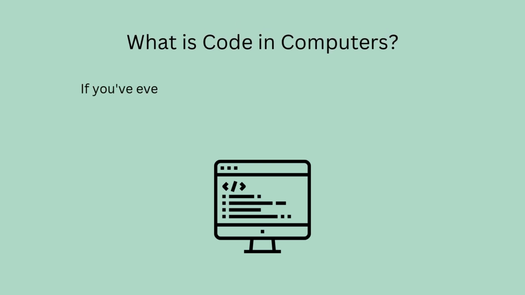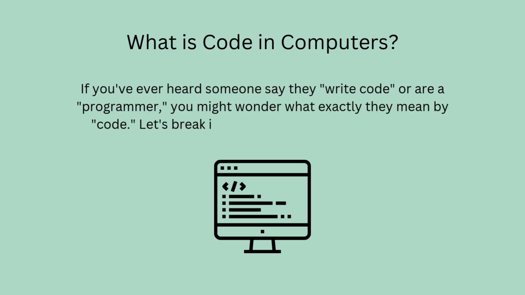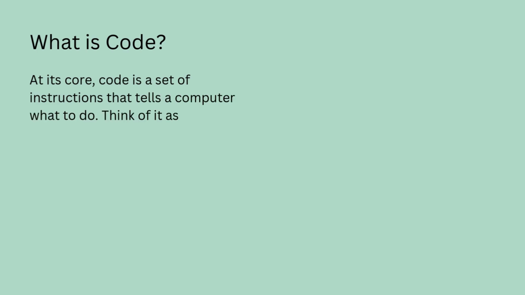What is code in computers? If you've ever heard someone say they write code or are a programmer, you might wonder what exactly they mean by code. Let's break it down step by step in simple terms. So, what is code? At its core, code is a set of instructions that tells a computer what to do. Think of it as a recipe for a computer.